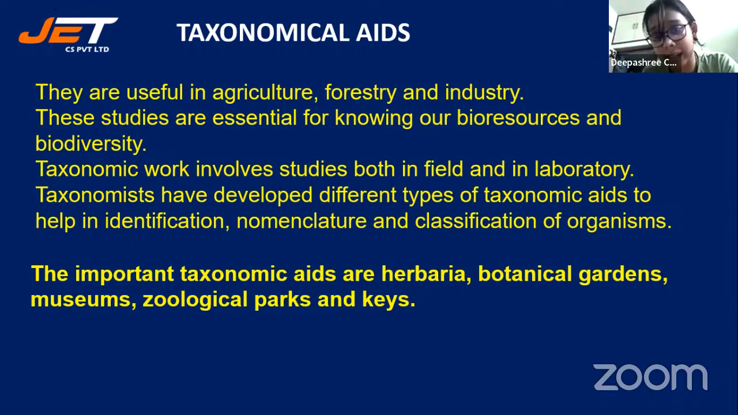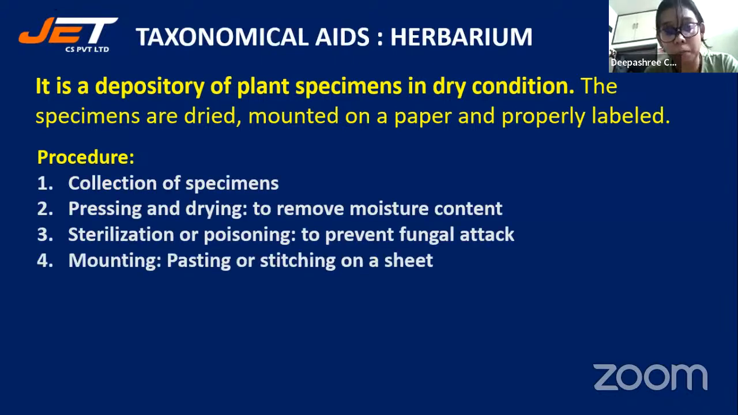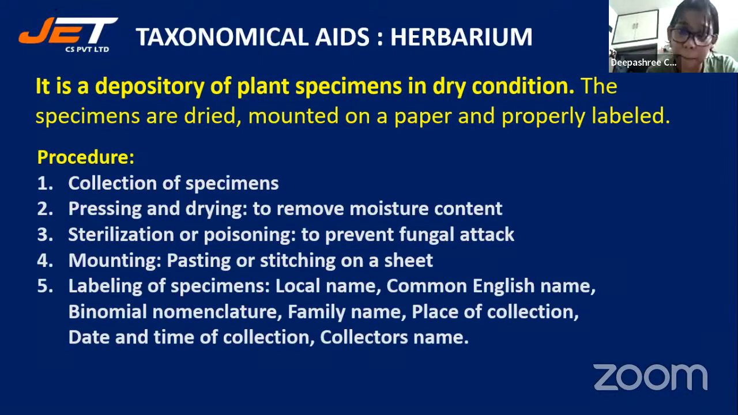These studies are essential for knowing our bioresources and biodiversity. Taxonomists have developed different types of taxonomic aids to help in identification, nomenclature and classification, like herbaria, botanical gardens, museums, zoological parks, and keys. Now, what is a herbarium? The process is important, because they can jumble up the steps and ask you the correct order. It's a depository of plant species in dry condition, where specimens are dried, mounted on paper and properly labeled.